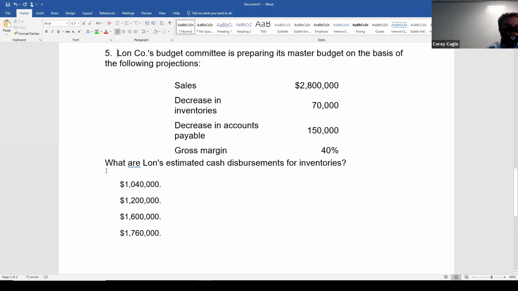So like I said, all these questions and some of these others really become an exercise of following their directions, applying what you know about how things work in accounting, and just answering the question, right? It says their budget committee is preparing its master budget on the basis of the following projections. They are projecting 2.8 million of sales. They're projecting inventories to decrease by 70,000. They're expecting payables to decrease by 150,000. They think gross margin will be 40%. How much do they expect estimated cash disbursements to be?